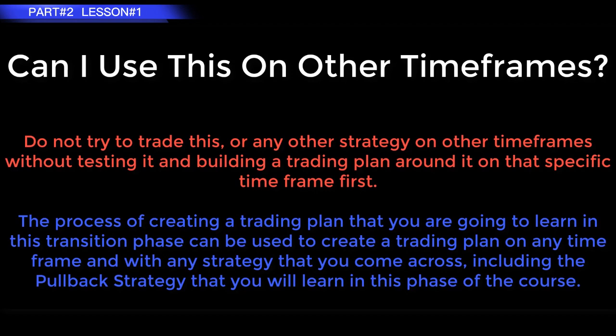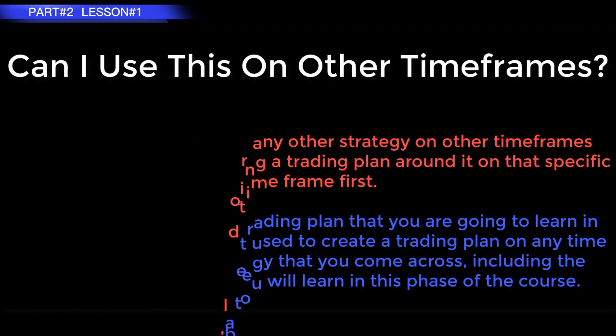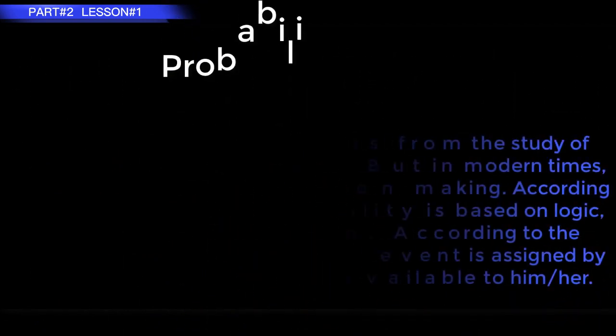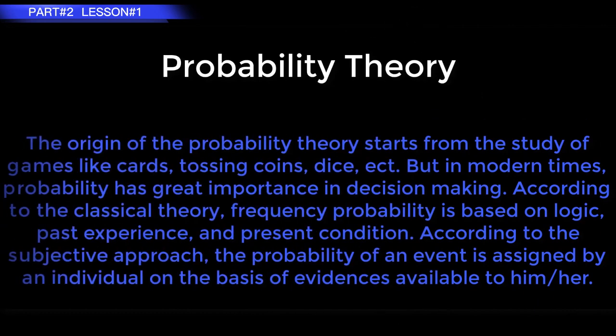And the last thing we're going to discuss before we get started with learning the pullback strategy is something called the law of probabilities, because it's extremely important that you understand how having an advantage or having an edge over the market actually works. Because too many times I see traders that think that having a 70% winning percentage means you're going to win every 7 out of 10 trades, when this is just not true. Even if you have a 70% winning percentage, you could lose 10 trades in a row. And it's because of this thing called the law of probability.